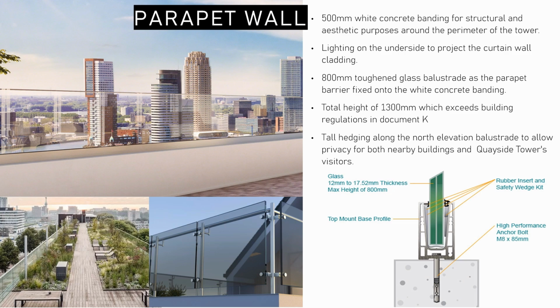from lightning strikes. 1500 mm toughened glass balustrade panels will be fixed on top of the banding to create the parapet barrier. The extra height will act as a further aesthetic handrail for the visitors. This will give a total parapet height of 2000 mm, which complies with the building regulations in approved Document K, that is 1100 mm. Along the north side of the perimeter will be tall hedging to restrict the view of the visitors to nearby accommodation. This allows privacy for both Quayside Tower visitors and locals.